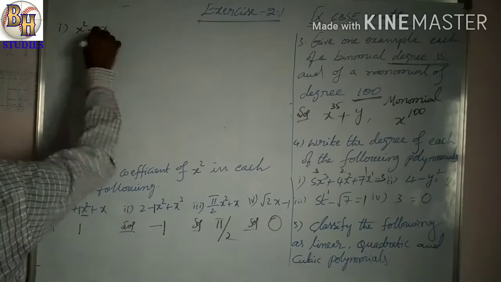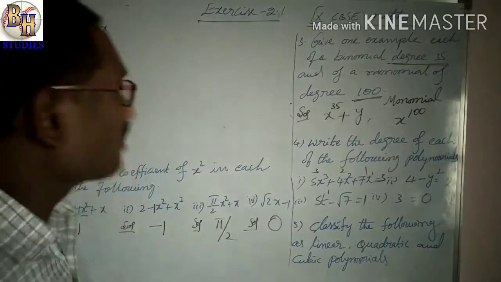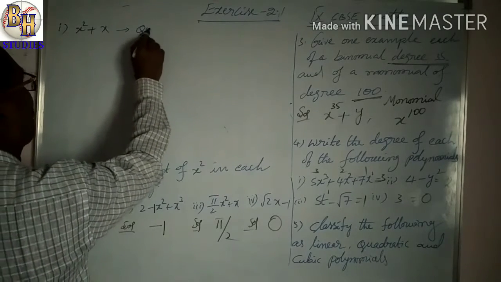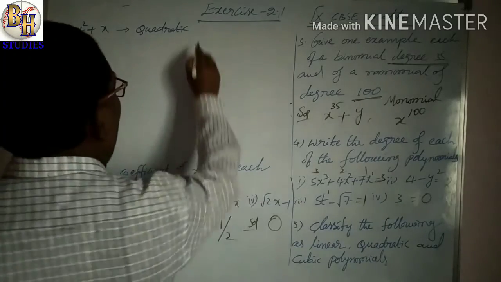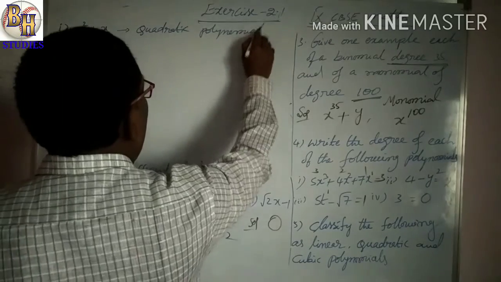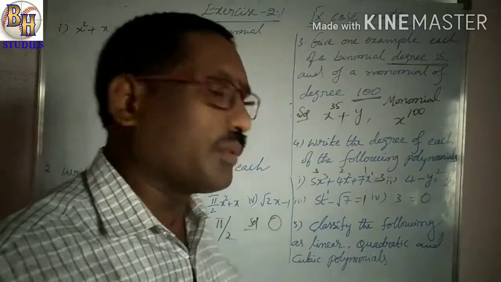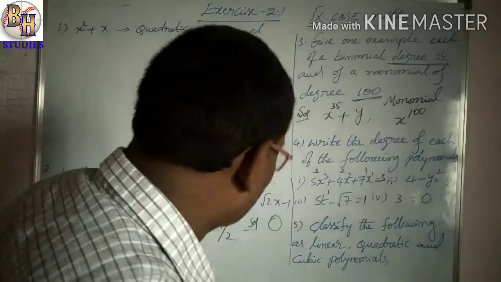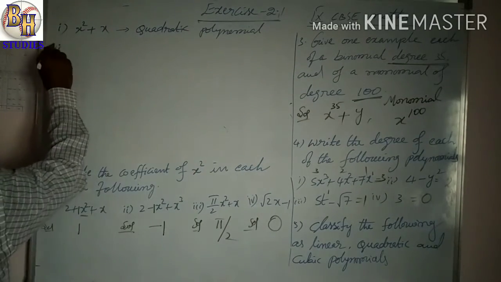x square plus x is which polynomial? Here the degree is 2. So that is called a quadratic polynomial. Here we classify the following as linear, quadratic and cubic. Which is the quadratic polynomial, which is a linear polynomial, which is a cubic polynomial is asked. Here the degree is 2, so it is a quadratic polynomial.